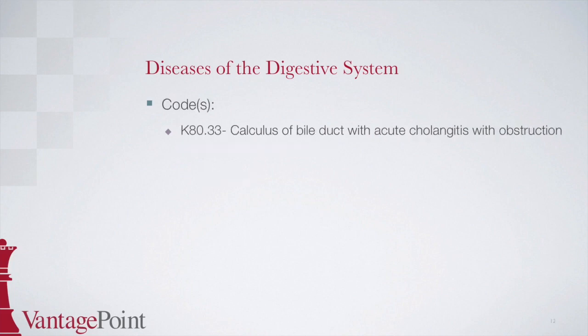The answer is K80.33, calculus of bile duct with acute cholangitis with obstruction. To locate this code, start at choledocholithiasis in the alphabetic index where there is an instructional note which states see calculus, bile duct. After you follow these directions and are at bile duct under calculus, find the word with, then cholangitis, then acute, and then the word with indented below, followed by obstruction, which points to K80.33, which you would then confirm in the tabular.